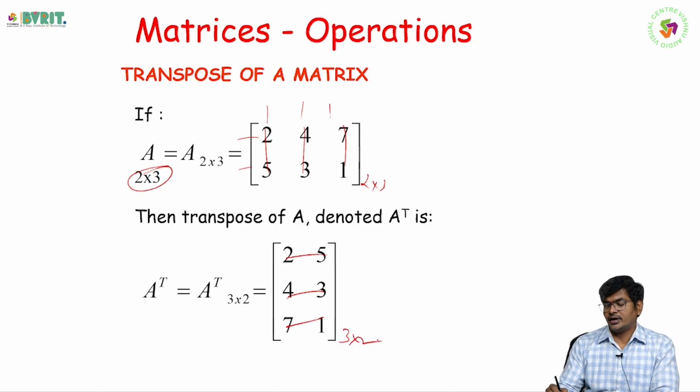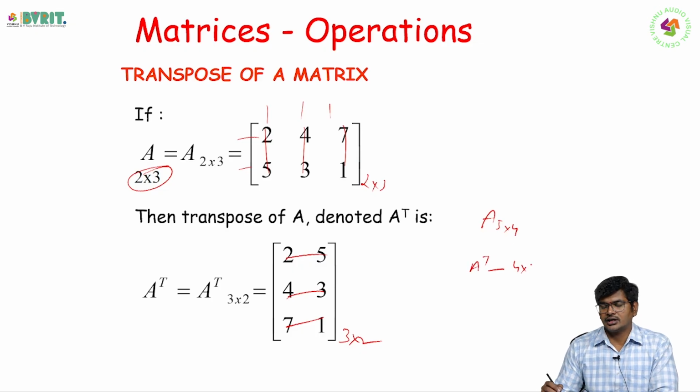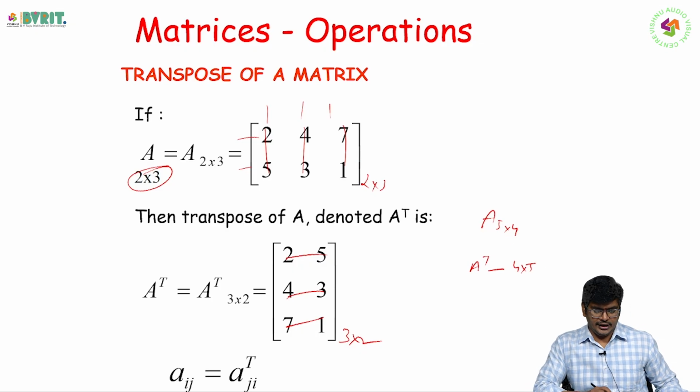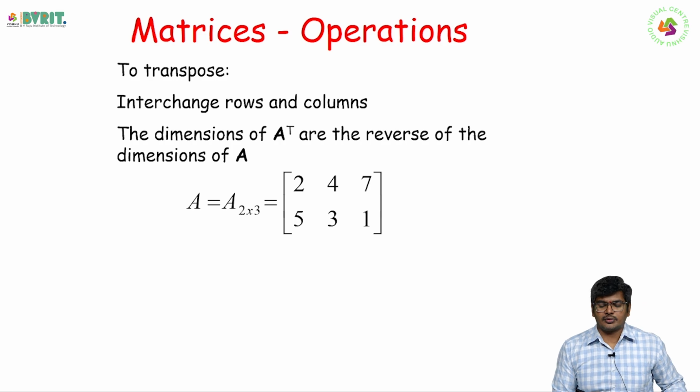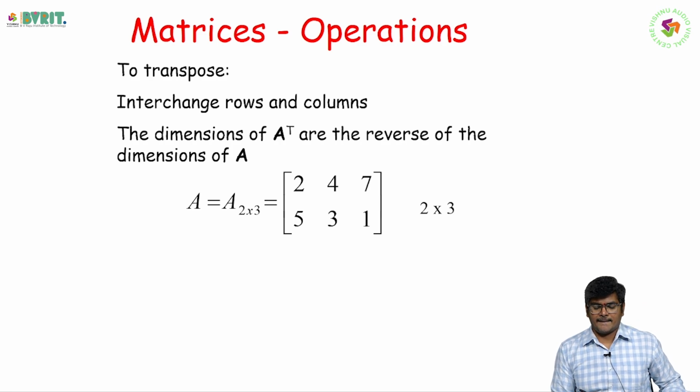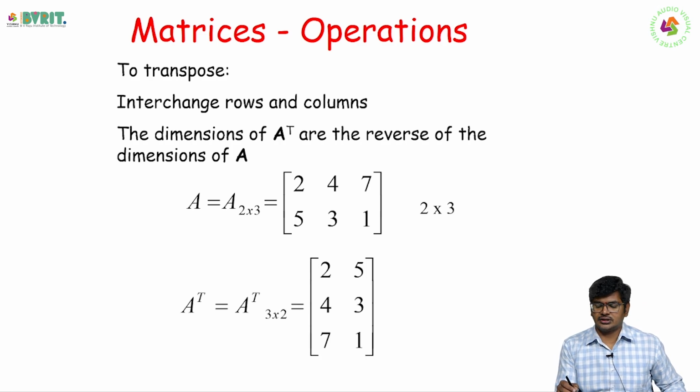3 by 2. For example, if the order of A is 5 by 4, what is the transpose matrix order? 4 by 5. Interchange the rows and columns. Aij is equal to the A transpose element Aji. That is, interchanging the rows and columns is called the transpose matrix. Here A transpose equals this, this is the example.